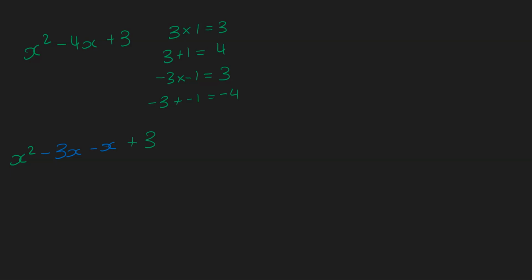So if we take out a common factor between these two, we get x as a common factor, and we're left with x minus 3. And over here, we can just take a negative 1 out as a common factor. Oops, sorry. And we're left with x minus 3. Alright, if we multiply this back in, we get negative x, and negative 1 times negative 3 becomes positive 3.